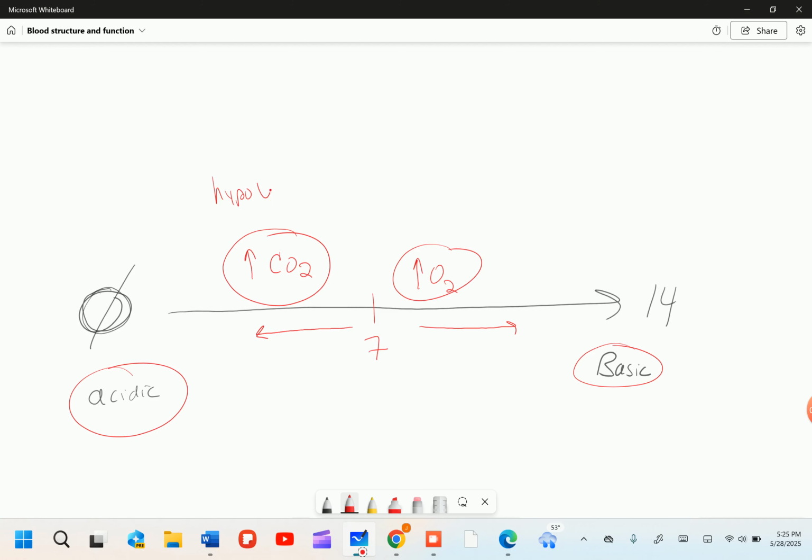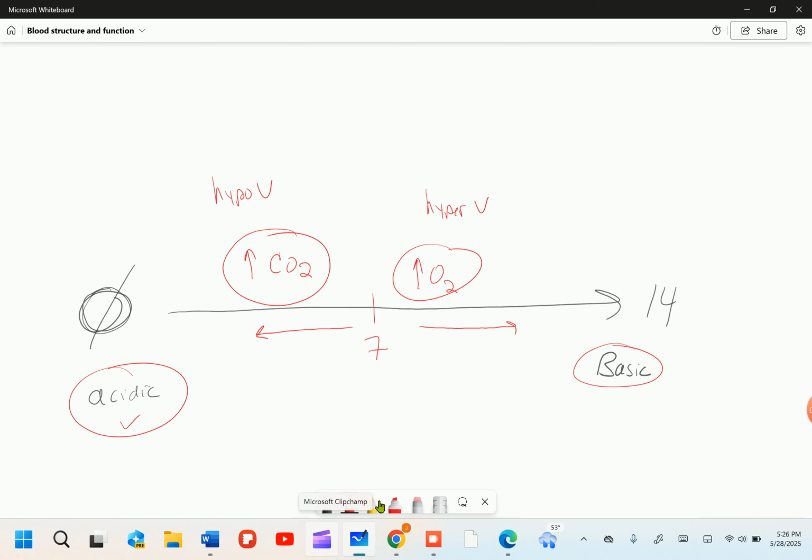Hypoventilation, which means you're not breathing enough, you'll become too acidic. And hyperventilation, which means you're breathing too much, is going to increase too much oxygen and will make you more alkaline or basic. Keep in mind that if left unregulated, the human body would choose to be acidic.